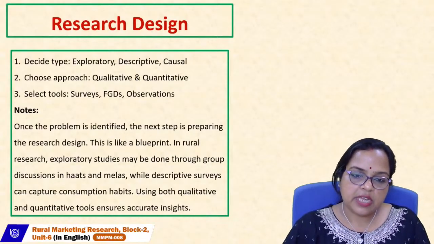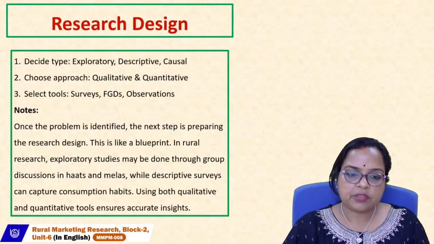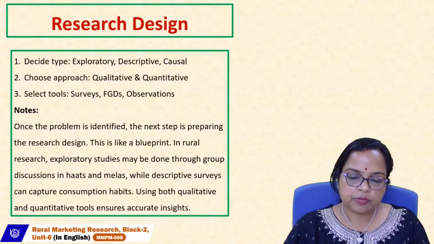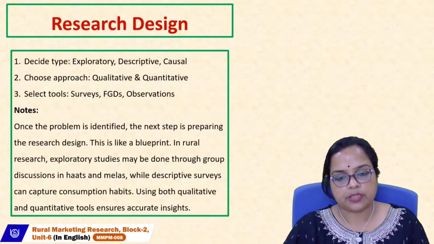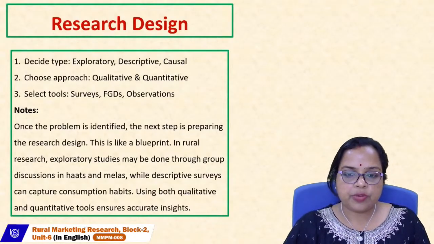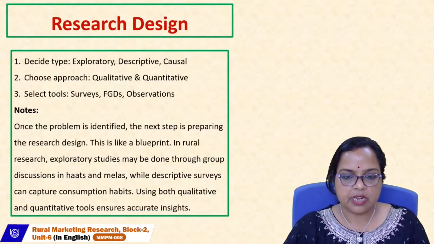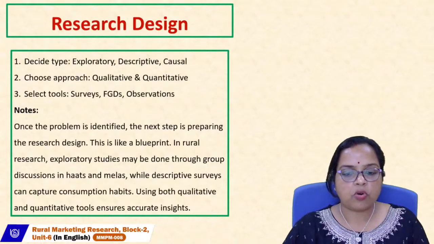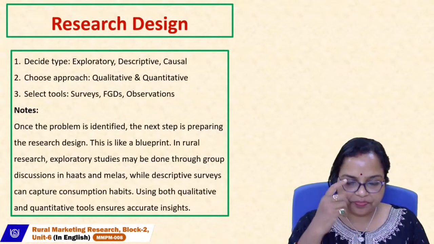Another kind of research design is the descriptive survey. That is a survey mode where you can capture the consumption habits of the buyer by asking them questions. Using both qualitative and quantitative tools will ensure accurate results for your research. Quantitative tools are where you apply statistical tools to your research data, and qualitative is where you get all the description of your survey.